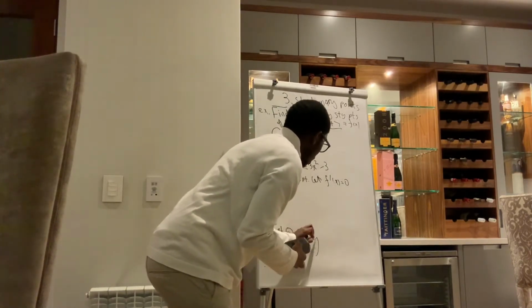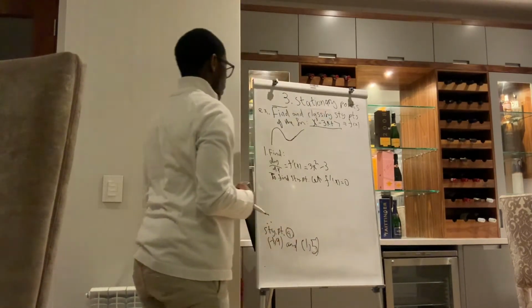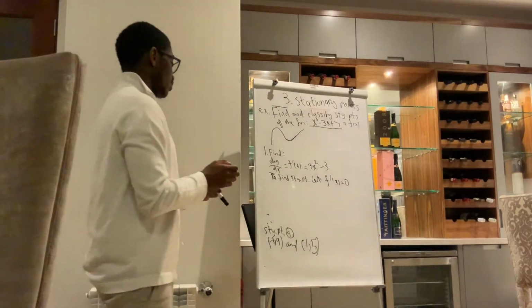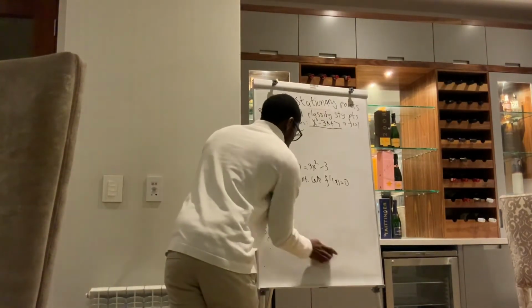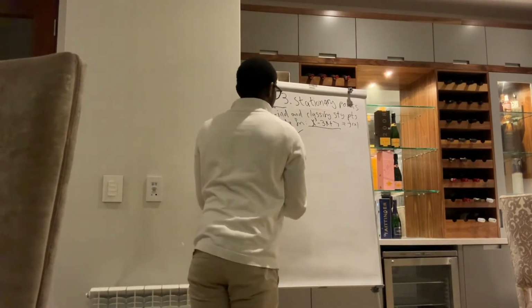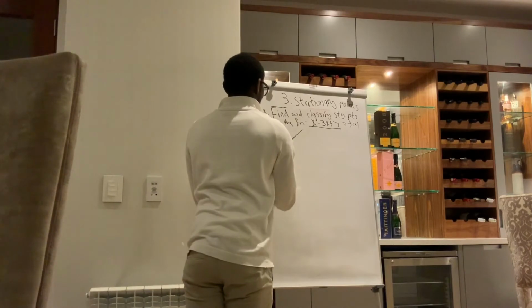At 1 and 5. So we've done the first step, we found the 2 stationary points. Now we move on to the second step, to classify them. And like I told you, there's 2 ways of classifying these 2 stationary points.